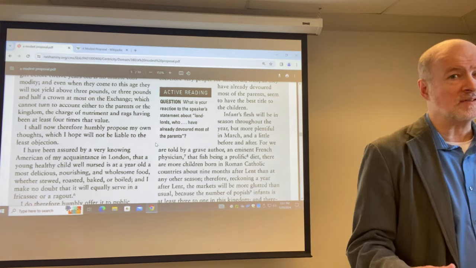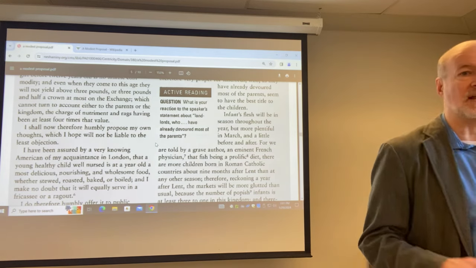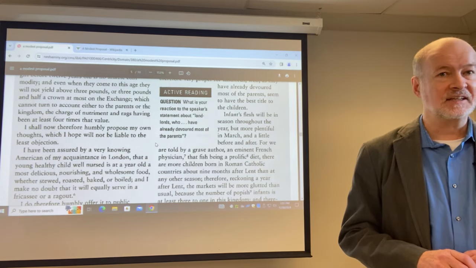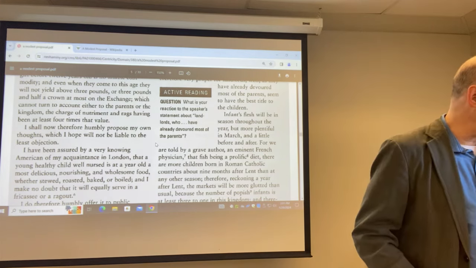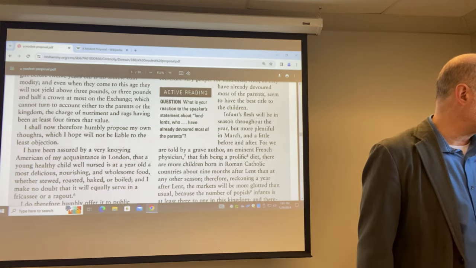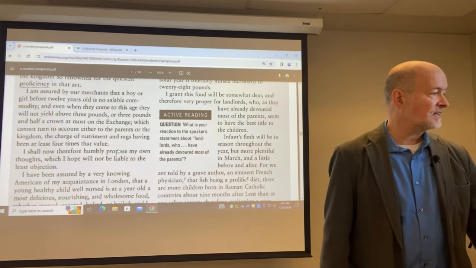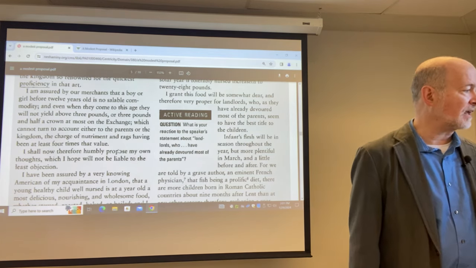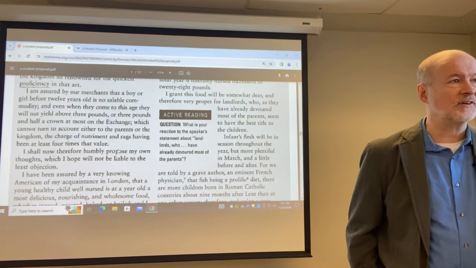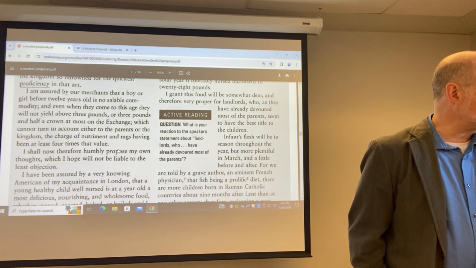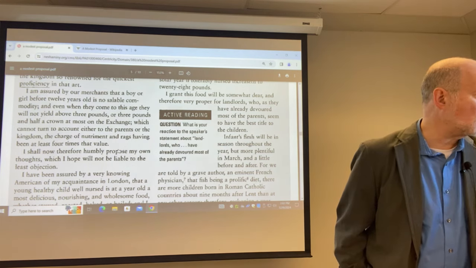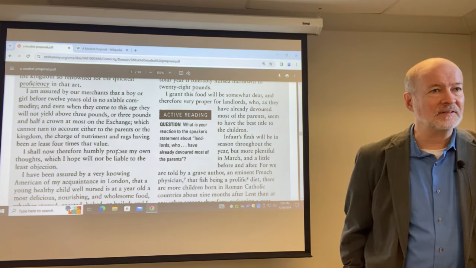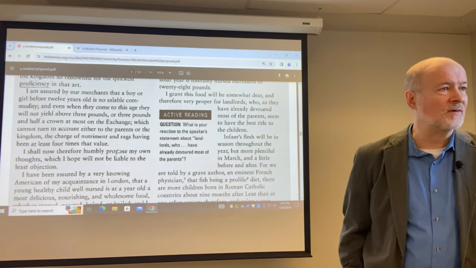And that's part of the potency of his proposal here, is that you have certain expectations from him. Surely he's going to defend all of the things. And up to this point, he has. He's a moral man. You expect this from a clergyman, especially an Anglican one. But he says, I am assured by our merchants that a boy or a girl before 12 years old is no saleable commodity. You can't sell children under 12. And even when they come to this age, they will not yield above 3 pounds, or 3.5 pounds a crown at most on the exchanges. What are the exchanges? What's he talking about? You sell a 12-year-old. Where can you sell a 12-year-old?